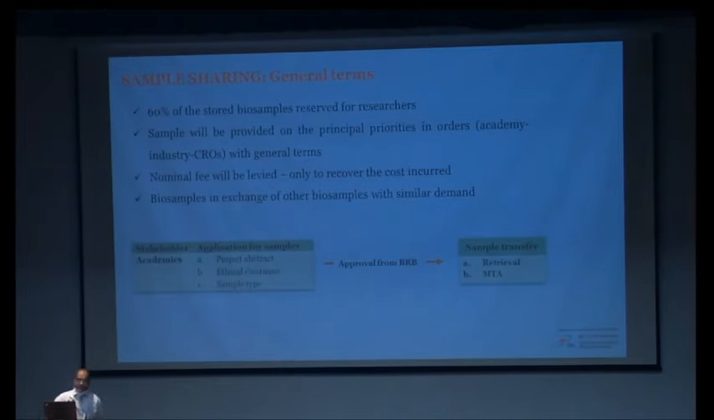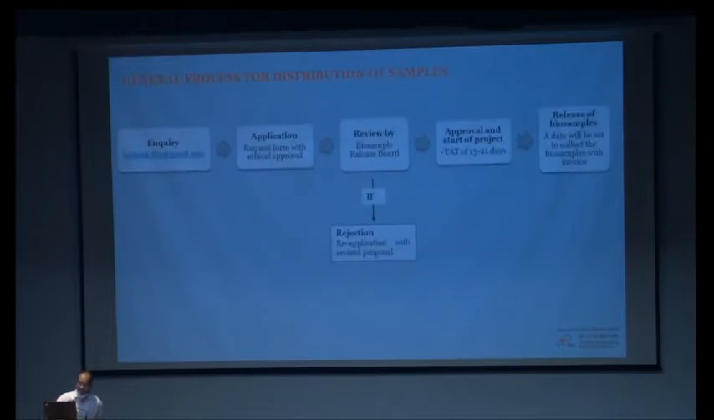Now, for the academicians, they have to submit a project abstract, like a brief abstract of a project, then the ethical clearance. If ethical clearance is not there, then an undertaking will be submitted, and the sample type which you are requiring. So these three things are to be submitted beforehand, and then it will go to the Biobank Release Board, and they will assess the application, and further the retrieval and the MTA, that is the material transfer agreement, will be signed between NLDB and a principal investigator.